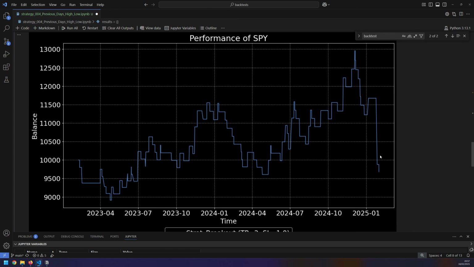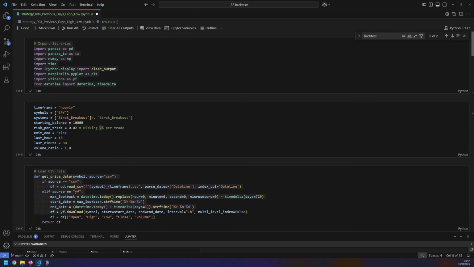So I'm going to set an additional condition, which is that if the stop loss or take profit aren't hit by the end of the day, which on an hourly backtest is going to be the 15:30 candle, then I'm going to exit at the end of the day.